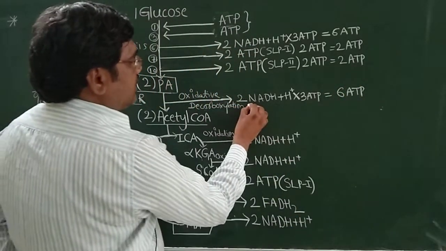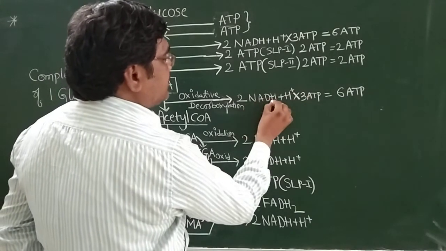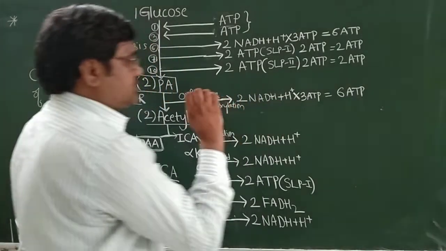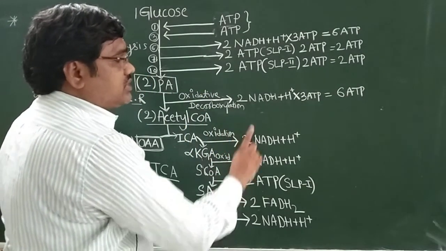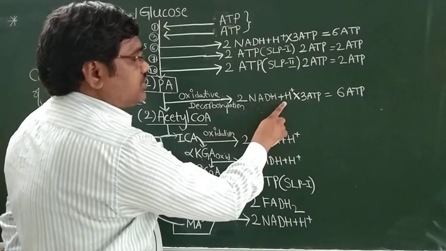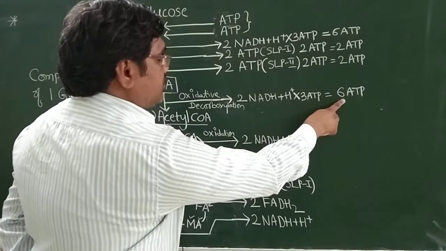Okay, na? So here, 1 NADH plus H plus is equal to 3 ATPs. Here 2 NADH2 are produced. 2 into 3, 6 ATPs are produced.